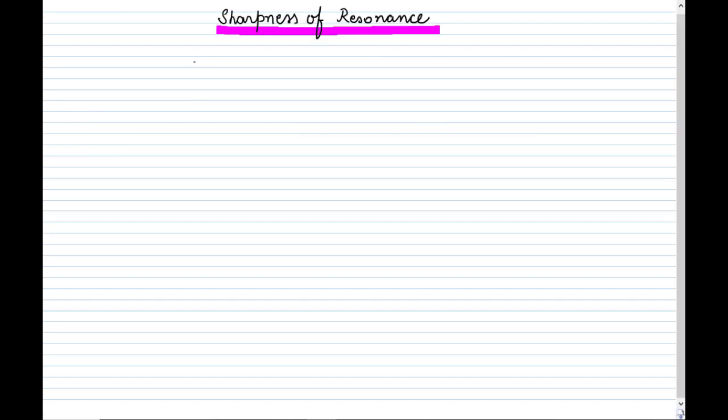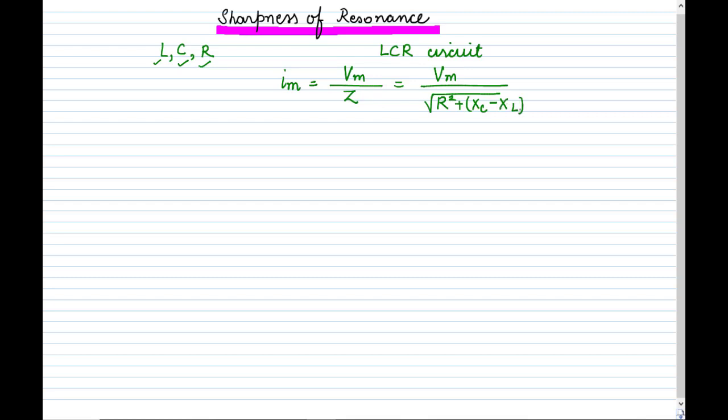The next thing we talk about is the sharpness of resonance. To study the sharpness of a resonance circuit, we take a circuit where L, C and R are present, that is, any LCR circuit. In the LCR circuit, the maximum amplitude of current is given by Vm upon Z, where Z is the impedance, given by the square root of R squared plus (XC minus XL) whole squared. This is the formula for the current in an LCR circuit.